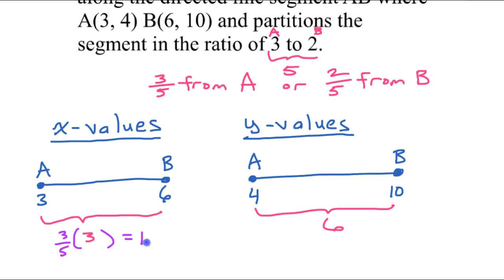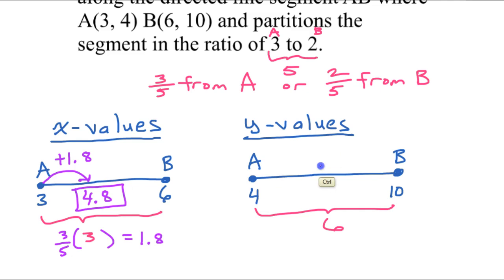Okay, so this is 1.8. So this tells me that I need to go 1.8 from A. I'm going from A, and I'm going to move 1.8 because it's 3/5 from A, and that's 1.8. So that means I need to add 1.8. So where do I land? What's 3 plus 1.8? That's going to be 4.8. So kabam, that is the X value. It's just that easy.